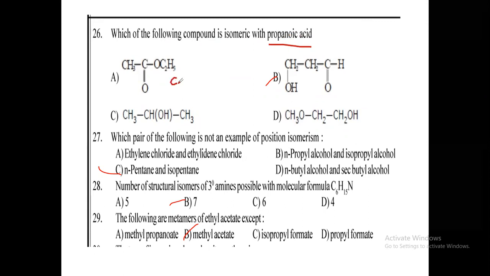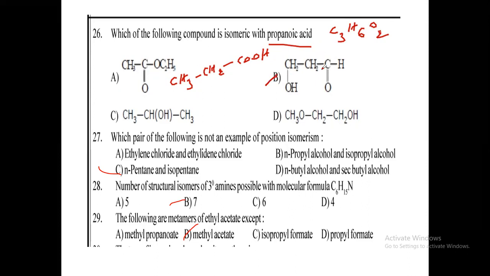So what is the propanoic acid formula? CH3-CH2-COOH. How many carbon atoms? C3. How many hydrogen atoms? H6 and O2. It is C3H6O2, propanoic acid. The same number of carbons, hydrogens and oxygens should be there in the isomeric structure.